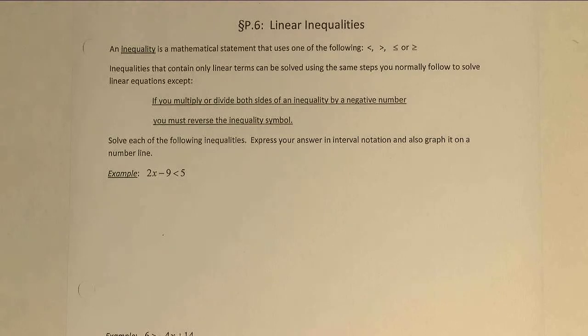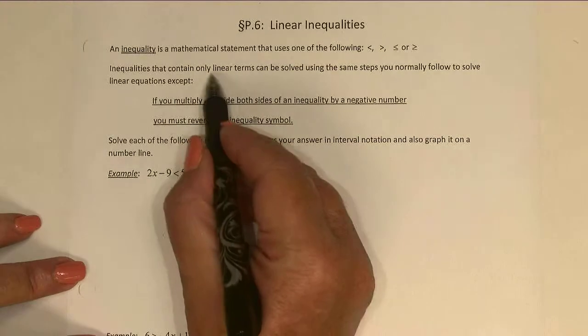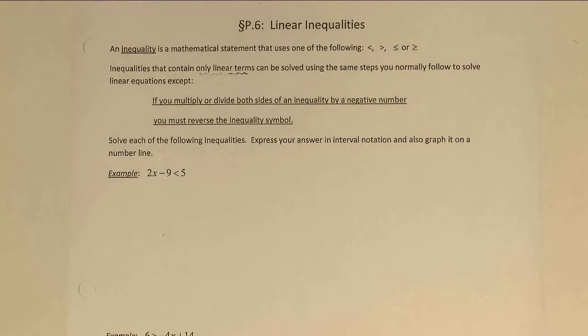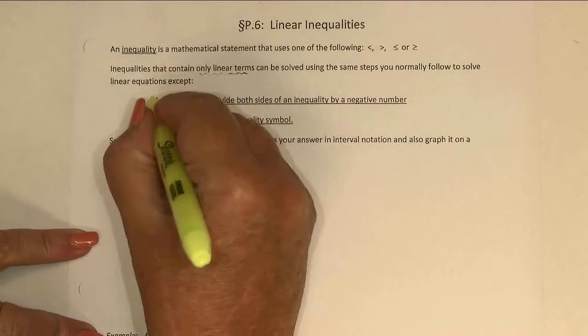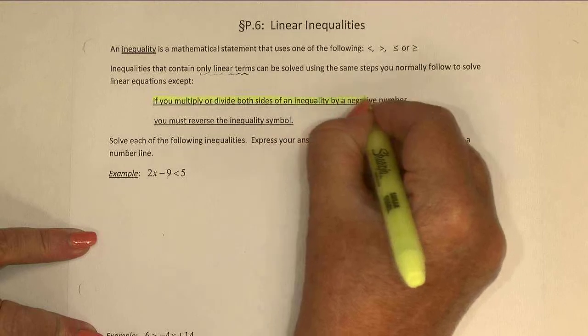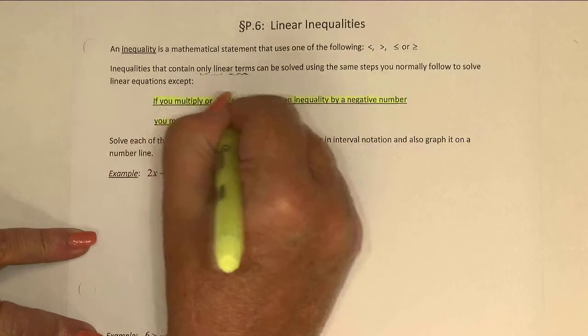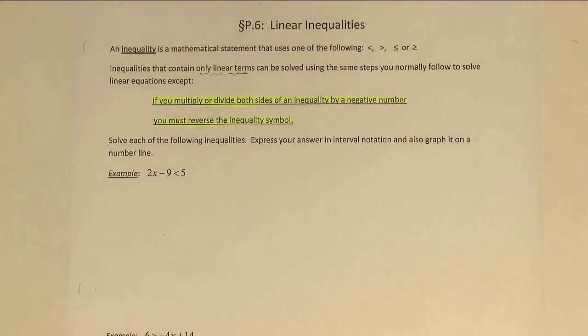If an inequality contains only linear terms, essentially what you can do is solve it using the same steps that you would normally follow for an equation, with one important exception. If you multiply or divide both sides of an inequality by a negative number, you must reverse the inequality symbol. In other words, less than becomes greater than and vice versa.